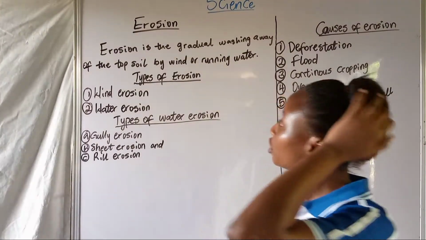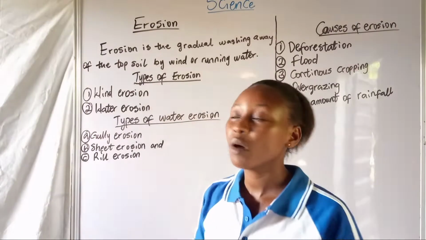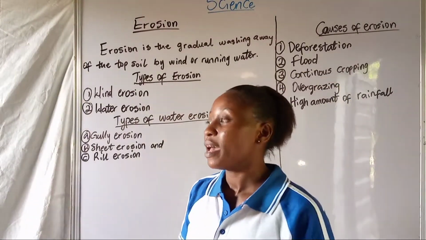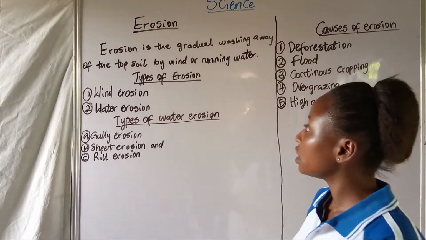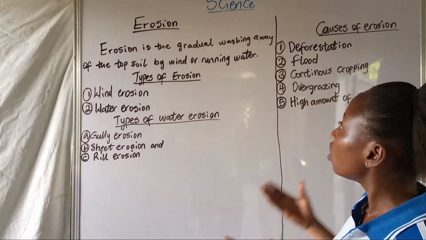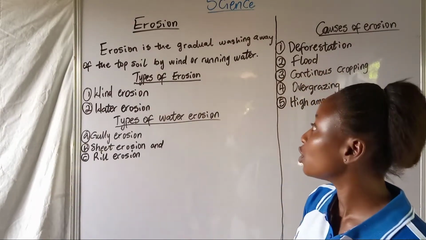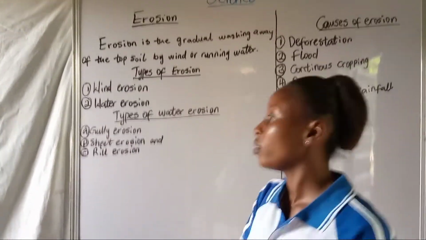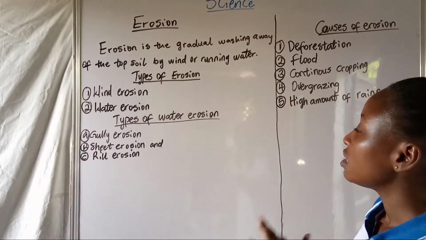Okay, now erosion. Erosion is a gradual washing away of the topsoil, either by running water or by wind. That is, erosion takes place when there is high wind or heavy rainfall.